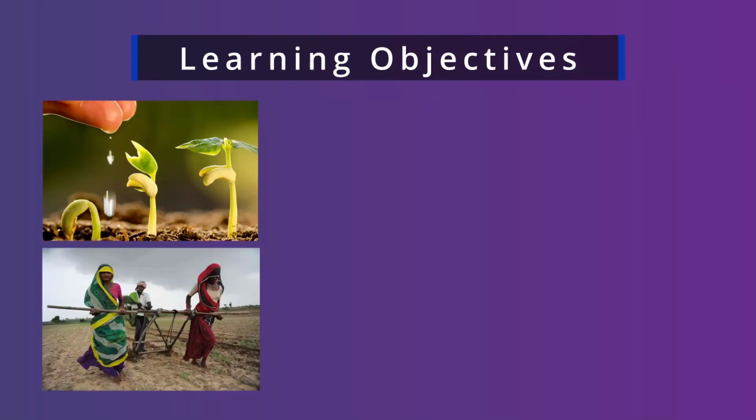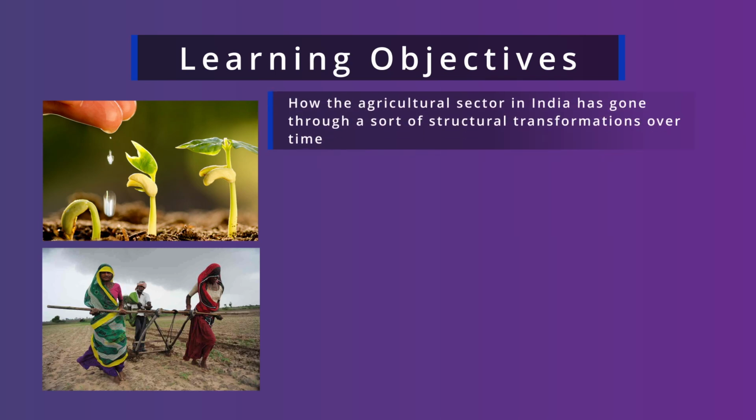And today we are going to discuss one of the important chapters of Indian economics, titled Agricultural Sector and Employment Generation in India in Recent Times. Now, before going into detail of this chapter, at first let's try to understand the learning objectives of this particular chapter.